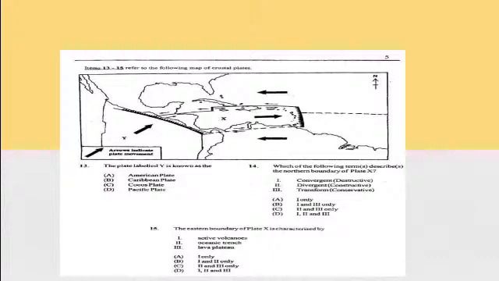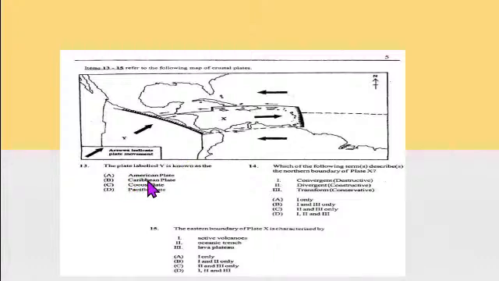Items 13 to 15 refer to the following map of crustal plates. 13. The plate labeled Y is known as. Do we know this plate? Well, if you can't remember them, just find your own island in here and you will know that your own island is on the Caribbean plate. Once you figure out where the Caribbean is, then it is easier for you to figure out everything else that is around the Caribbean. So we know that at X here, that would have been the Caribbean plate.